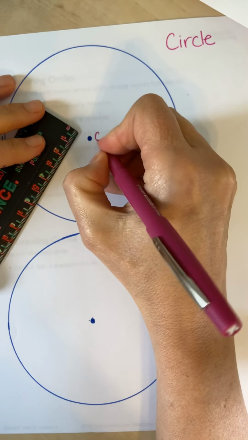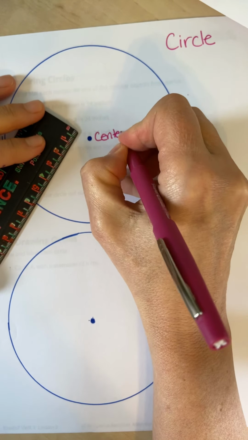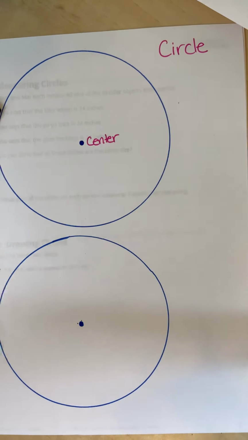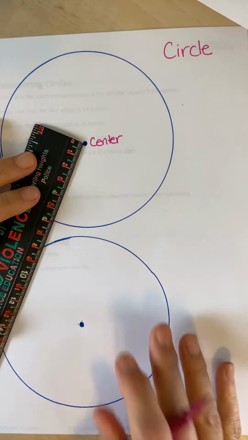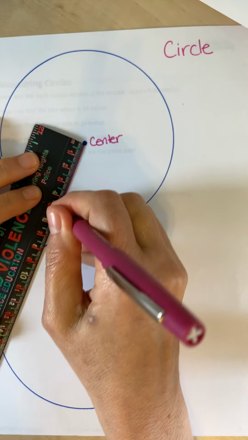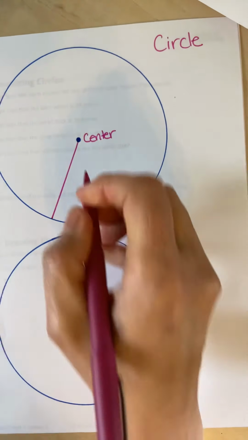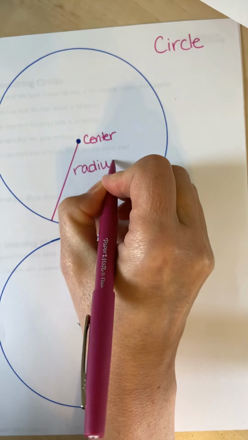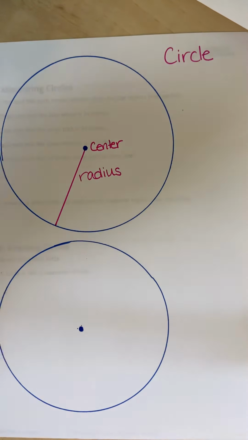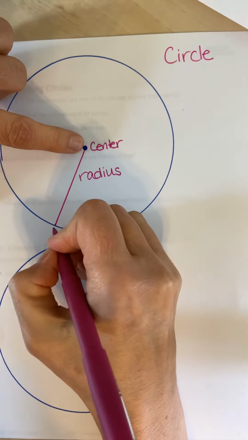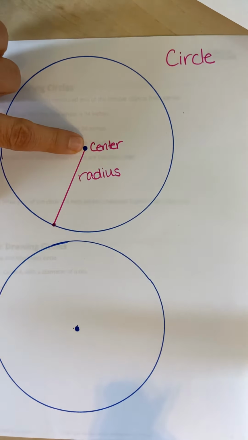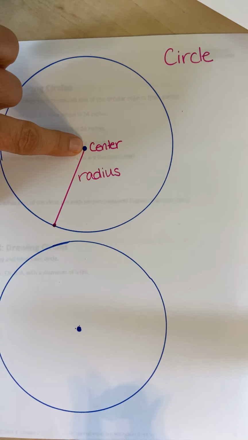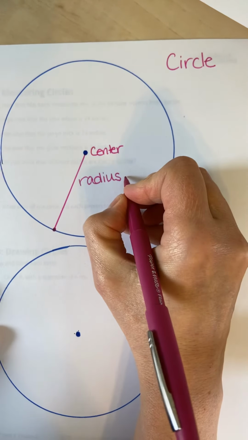Okay, so let's start here. Here's the center of the circle. Okay, that is literally the center. Every point here is exactly the same, okay? So my first thing I'm going to draw is the radius. Okay, and that is any line segment from the center of the circle to any point on the outside of the circle, okay?